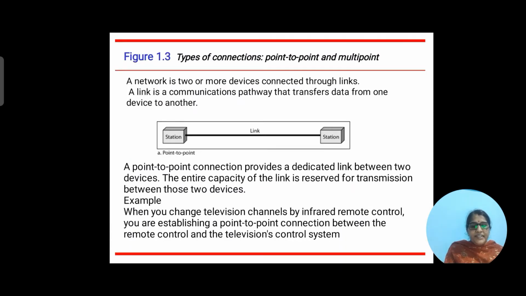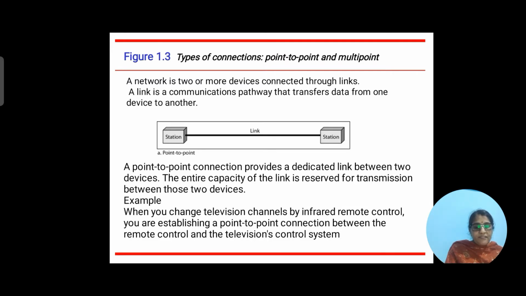Now, network criteria. A network must be able to meet a certain number of criteria. The most important of these are performance, reliability and security. Let us see one by one. Performance. Performance can be measured in many ways, including transit time and response time. Transit time is the amount of time required for a message to travel from one device to another. Response time is the elapsed time between an inquiry and a response.